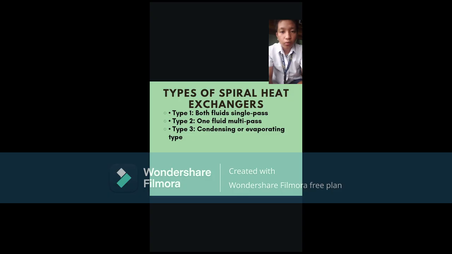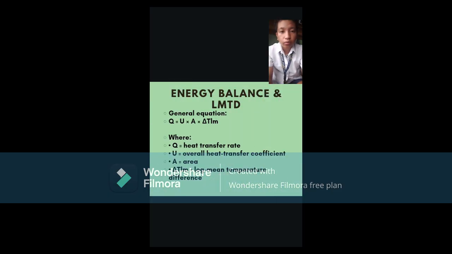And then next, energy balance and LMTD. General equation, Q equals U times A times delta T Lm, where Q is heat transfer rate, U is overall heat transfer coefficient, A is area, delta T Lm log mean temperature difference. So in analyzing heat exchangers, we use energy balance, heat lost by hot fluid, heat gained by cold fluid.